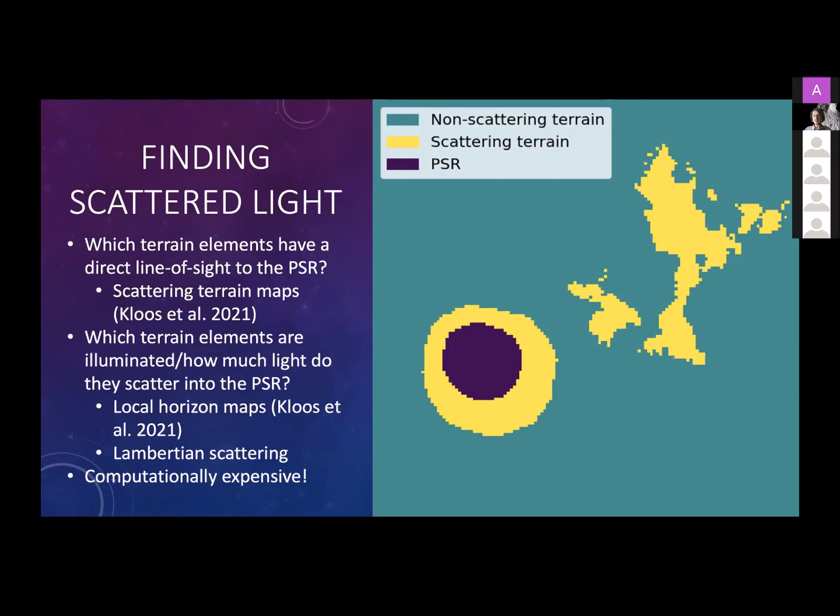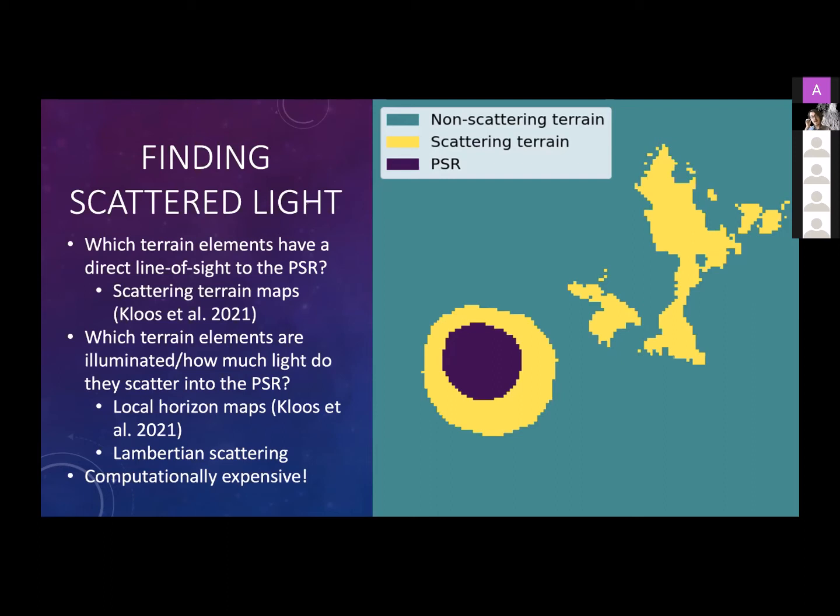And then for each of the scattering terrain points, there's an associated local horizon map, which basically gives the elevation angle of the horizon in 1 degree increments of azimuth. So then by comparing the location of the sun, the elevation of the sun at the appropriate azimuth, I can determine which scattering terrain elements are illuminated at a particular time.